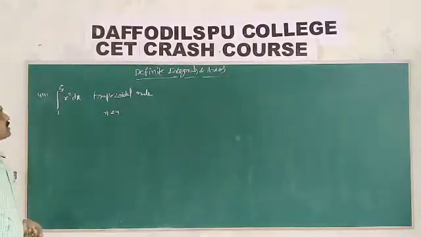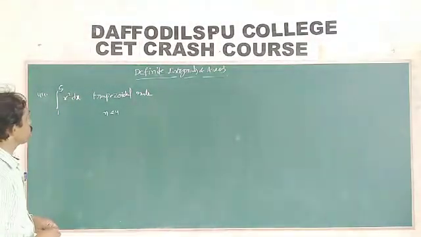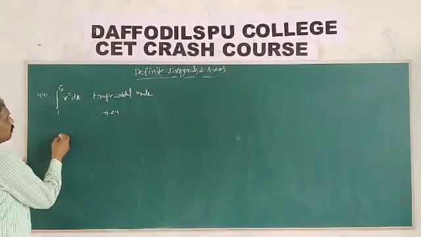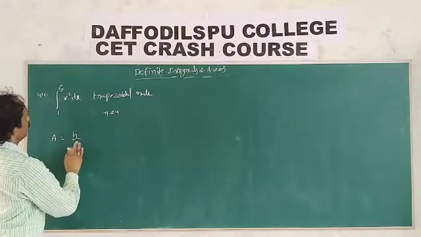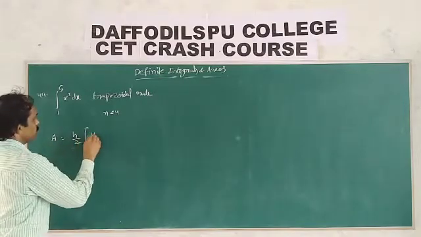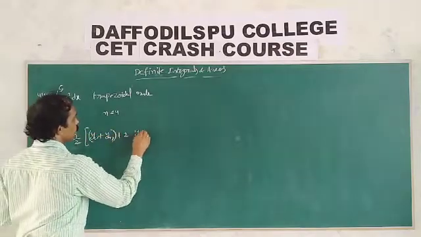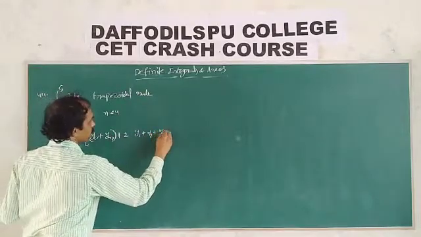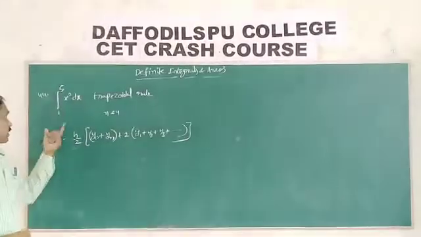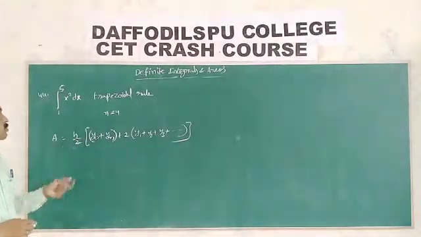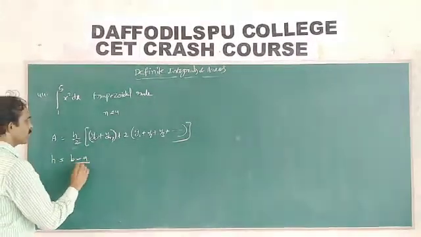Okay. So ordinary integration is just x cube by 3 and substitute the value. And by using trapezoidal rule, the area is equal to h by 2 times y naught plus yn plus 2 times y1 plus y2 plus y3 and so on. So this is the formula to find the area by using trapezoidal rule. What is h? h is equal to b minus a by n.